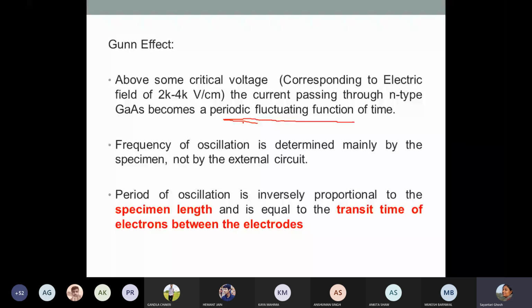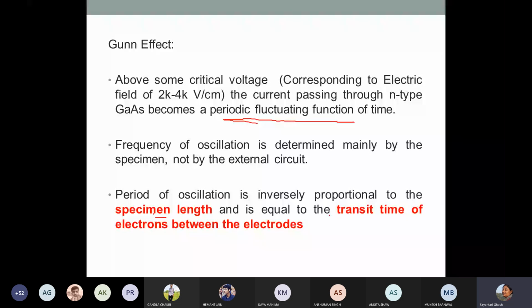Okay, and he also calculated what the frequency of this oscillation was, and he saw that it is not dependent on the material or something like that. It's basically dependent on how long your device is, the length of the n-type specimen that you took, and something called transit time. Okay, so we will talk about these things.